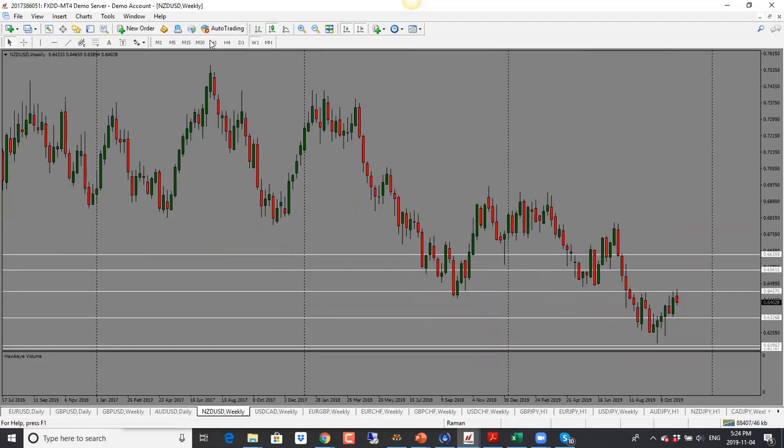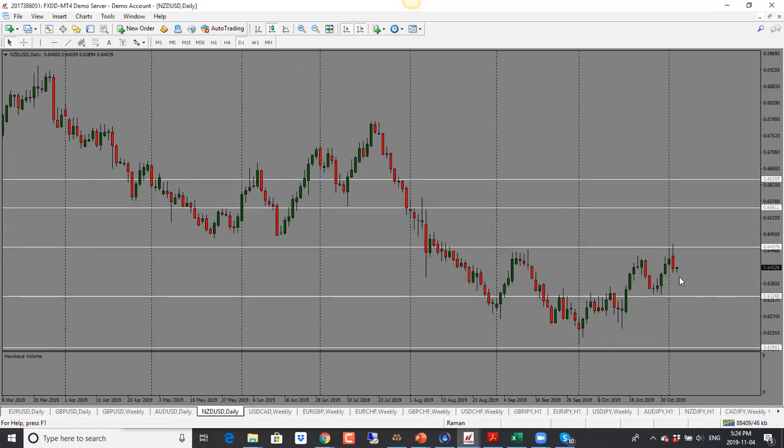New Zealand dollar, this is also looking bearish here. We have a nice bearish engulfing candle close. In this case, we could get a pullback into 0.6420. So watch out for the pullback, and then looking for a drop here.